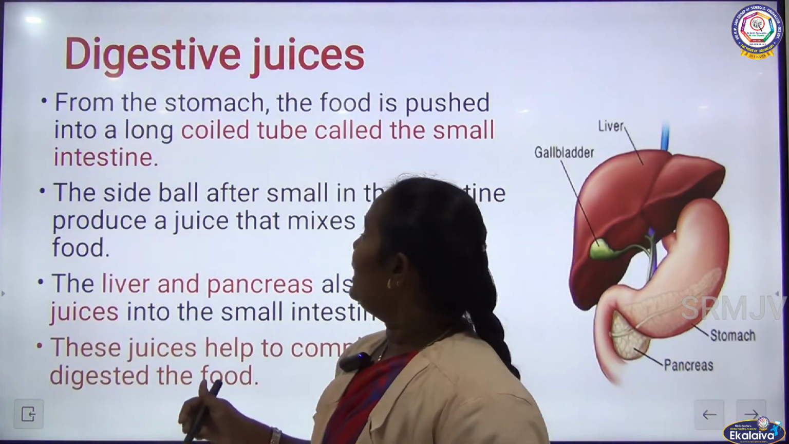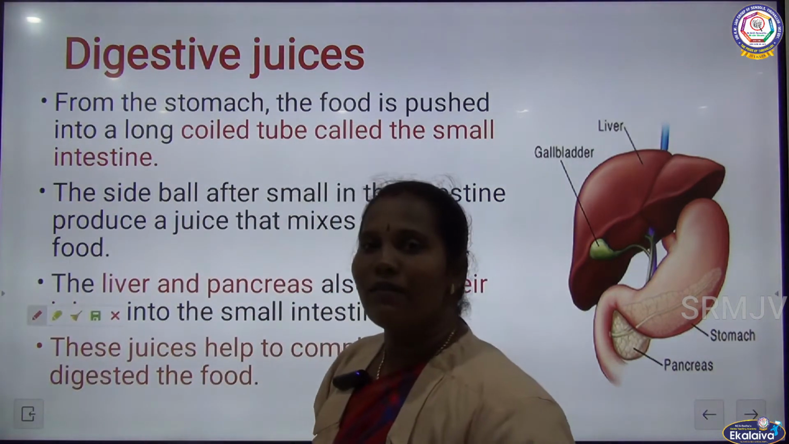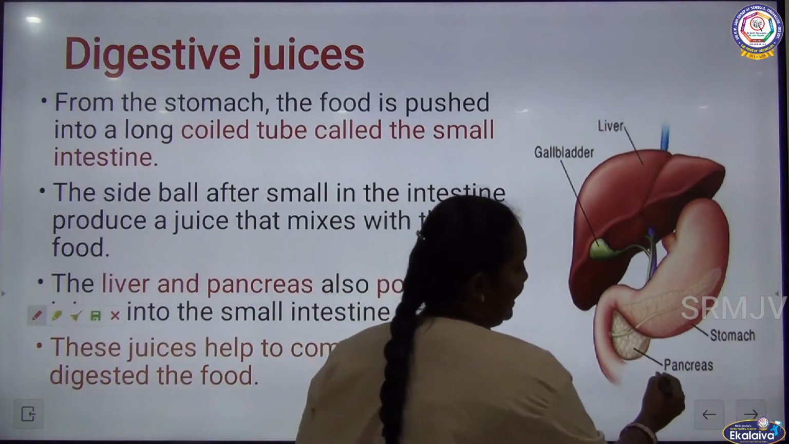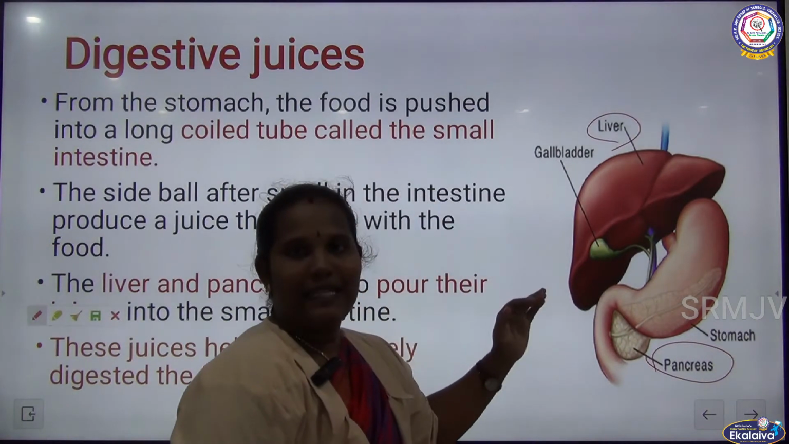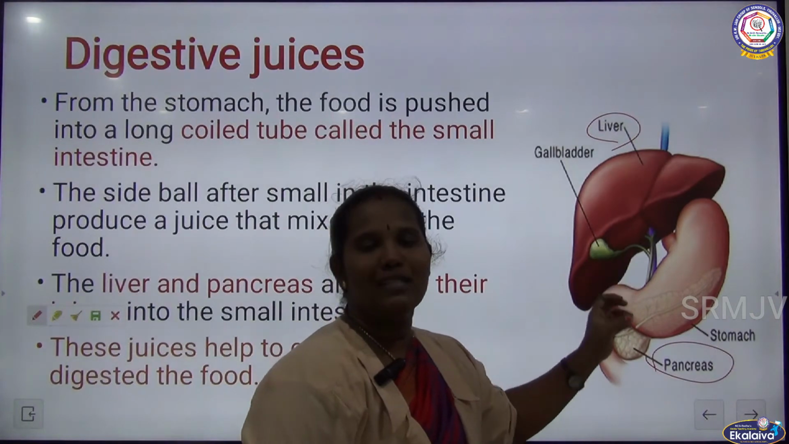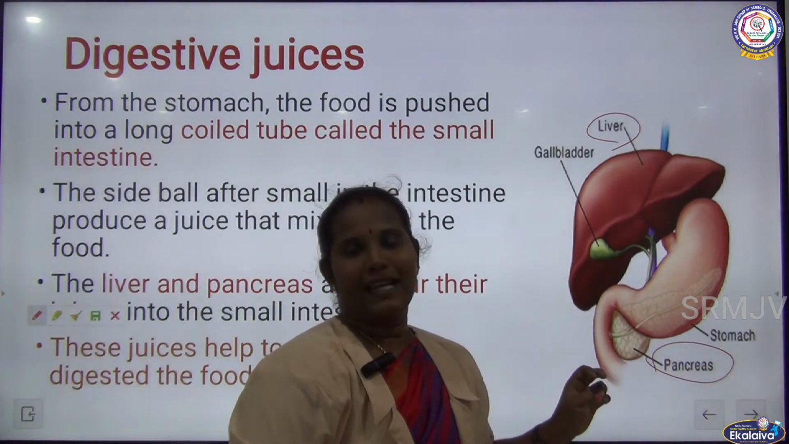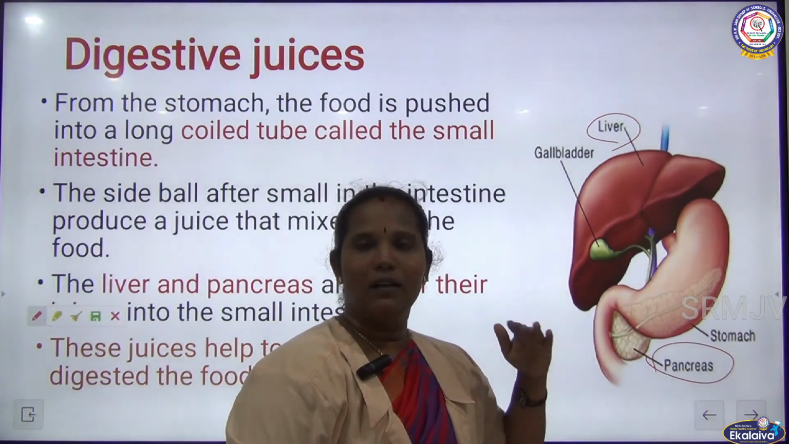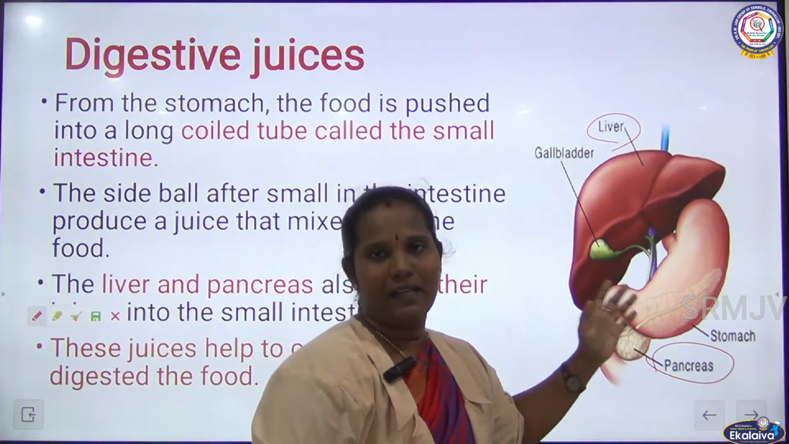Next one, we have to see digestive juices. Some digestive juices are also secreted in some other organs. What are they? One is the liver, and then another one is the pancreas. It is called the liver. It lies near the stomach, and both secrete some digestive juices into the small intestine. It helps the digestion of fat and fatty acids, and cholesterols are digested with the help of these two glands.